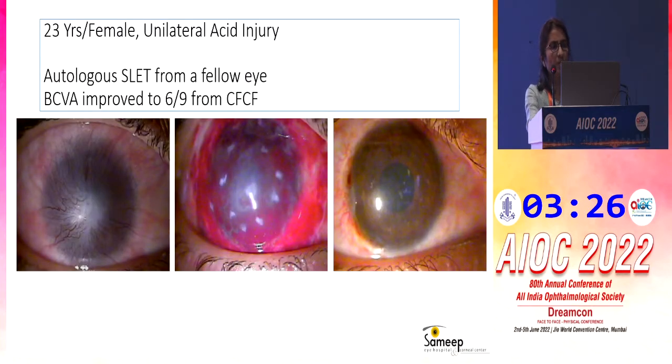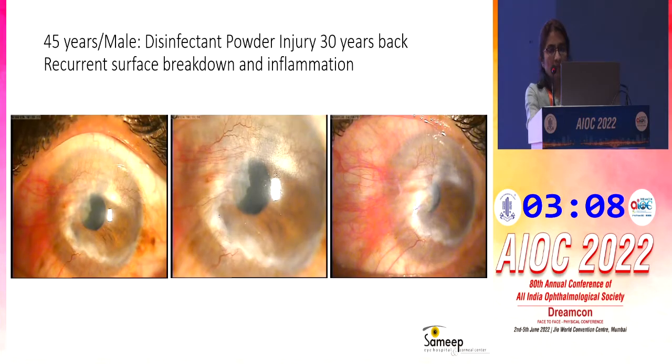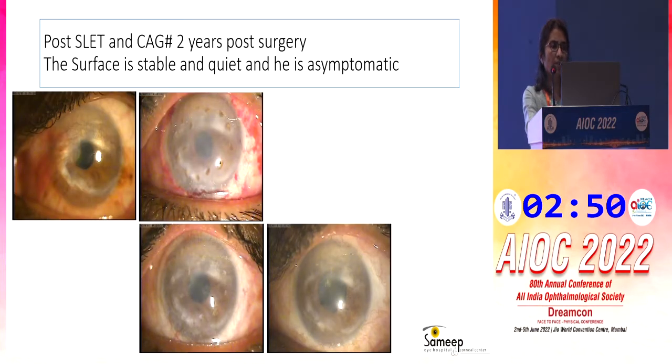This was a 23-year-old female with unilateral acid injury, who underwent autologous SLET from the fellow eye, and best corrected visual acuity improved from CFCF, counting fingers close to face, to 6/9. You can see dramatic results of these procedures here. Here is a 45-year-old male who sustained an injury with a disinfectant powder almost 30 years back. That eye was partially amblyopic, but he was presenting with recurrent surface breakdowns and inflammation, as you can see in the clinical pictures. He underwent SLET and conjunctival autograft, and this is how his surface looks, and the eye has become quiet eventually.